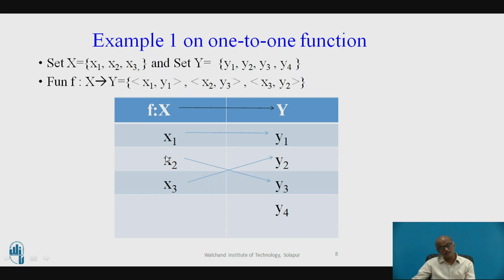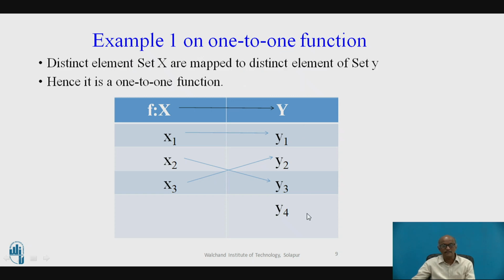That means distinct elements of x are mapped to the same element of y, which is not the case here. Here the elements of x are distinct and the elements of y are also distinct. Let us go to the next slide.